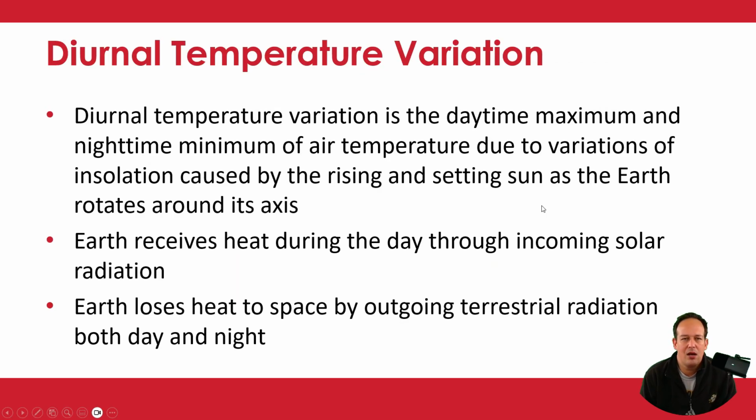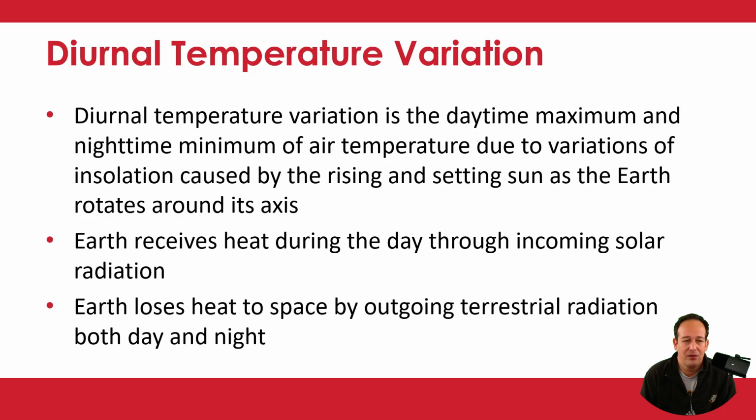All right, then we have diurnal temperature variation. Diurnal just means day, night. So the diurnal temperature variation is the daytime maximum and the nighttime minimum of air temperature due to variations of insolation caused by the rising and setting sun as the Earth rotates around its axis.